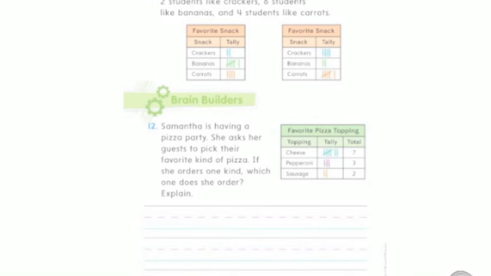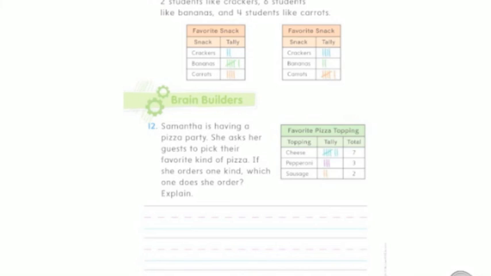I'm going to do the same thing for the last page. I will read the questions now, and you can pause to answer them so you have time to think, or you can go back and answer them with the help of a family member later. Number 11 says circle the tally chart that shows 2 students like crackers, 6 students like bananas, and 4 students like carrots. So you're going to circle the tally chart that shows that information.